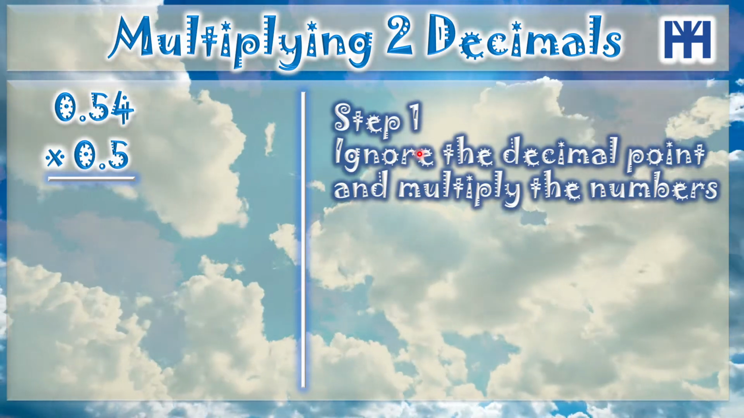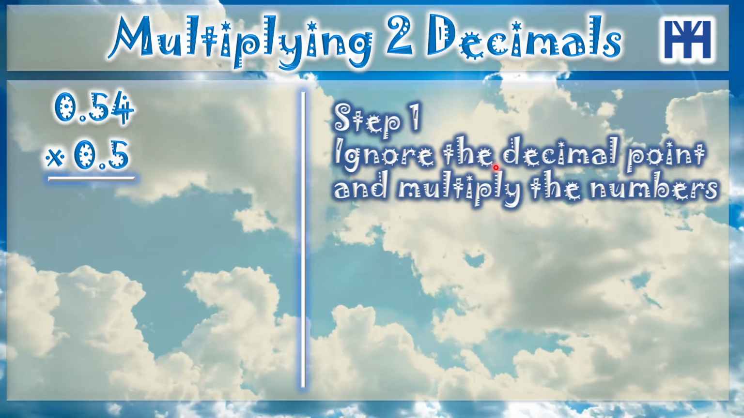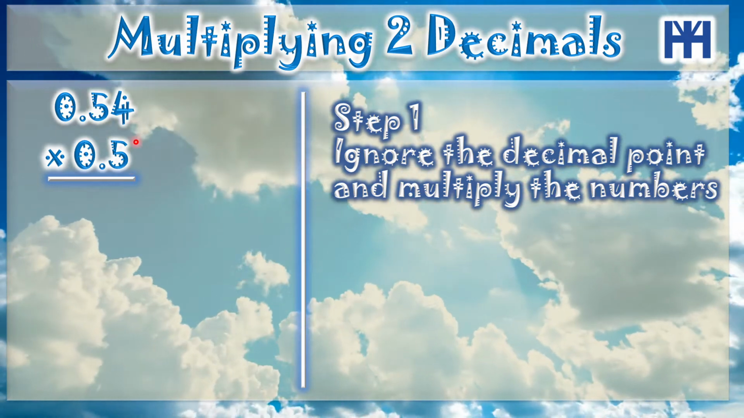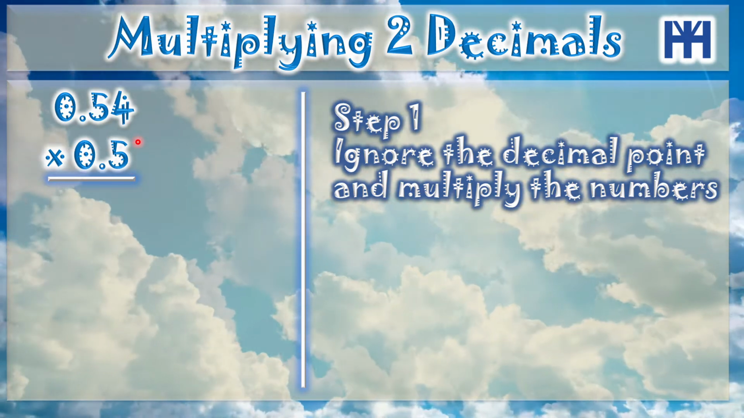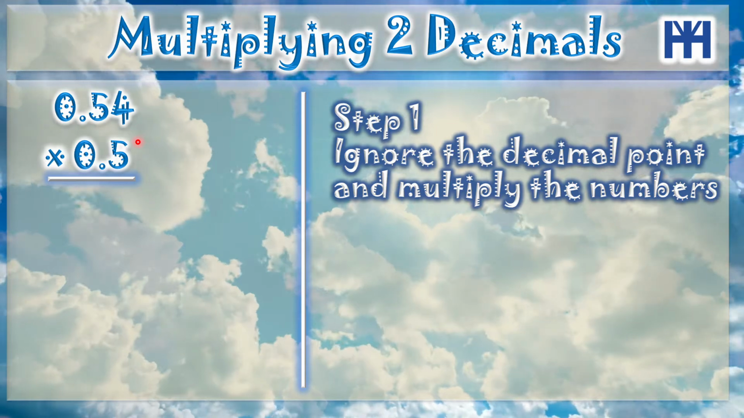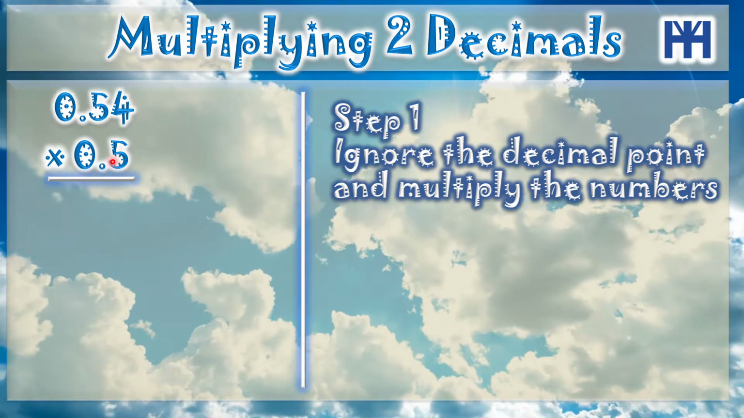Okay. The first step, we will ignore the decimal point. We will multiply these two numbers as if they are normal numbers. We will pretend that there is no decimal here.